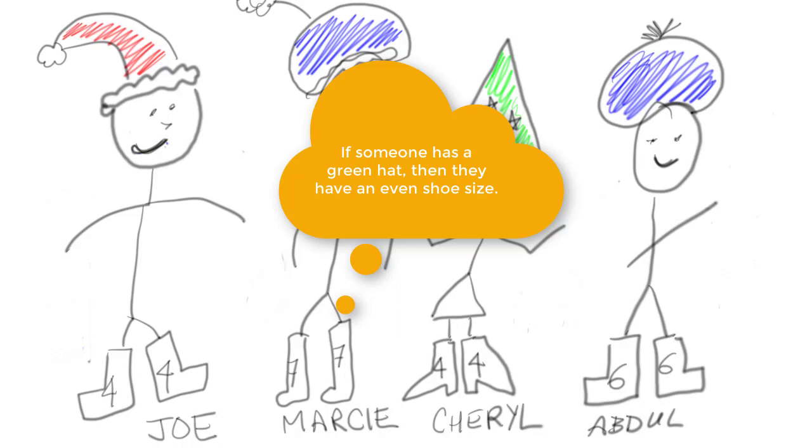So let's take our Geiger counter out into the real world and hold it up to Joe. He has a red hat, so he's safe. He isn't flaunting our rule. Now hold it up to Marcy. She's wearing a blue hat too, so she gets off scot-free. Holding up to Cheryl is more interesting.